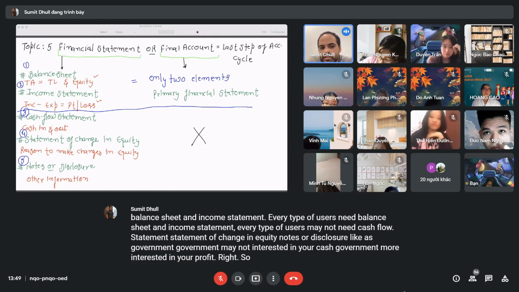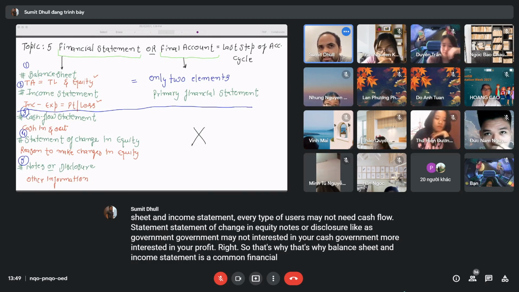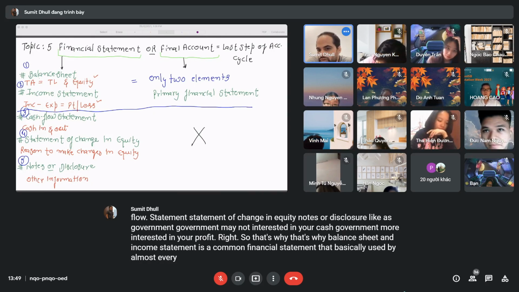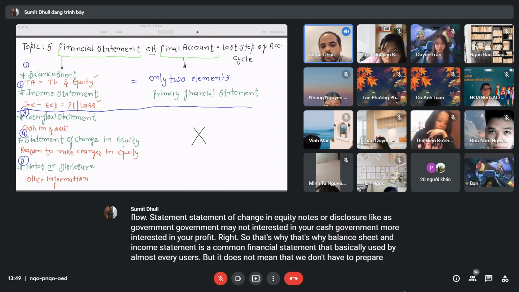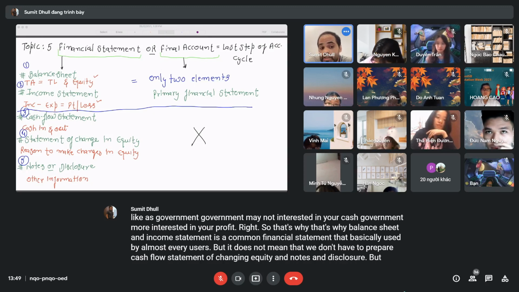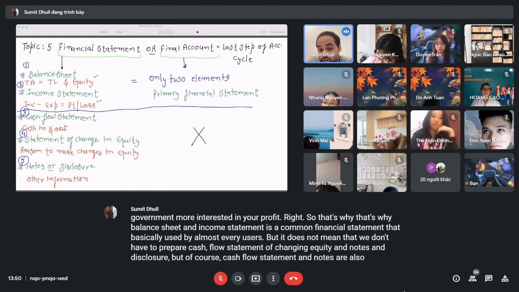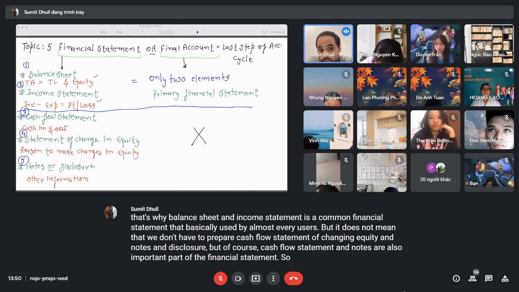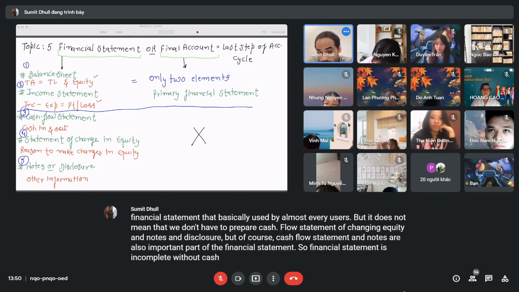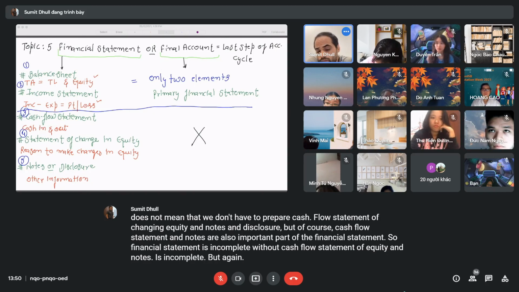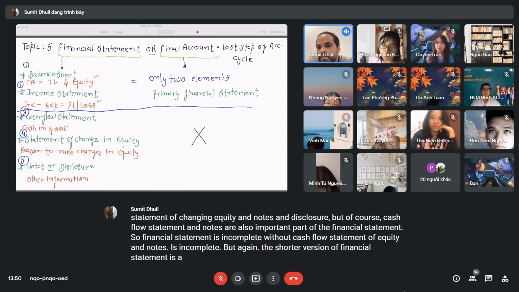Right? So that's why balance sheet and income statement is a common financial statement that is used by almost every user. But it does not mean that we don't have to prepare cash flow, statement of change in equity, and notes and disclosure. Cash flow statement and notes are also important parts of the financial statement. So financial statement is incomplete without cash flow, statement of equity, and notes. It is incomplete.